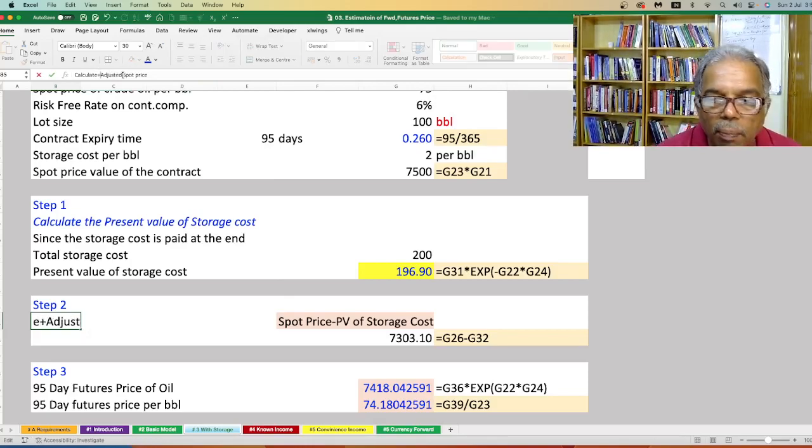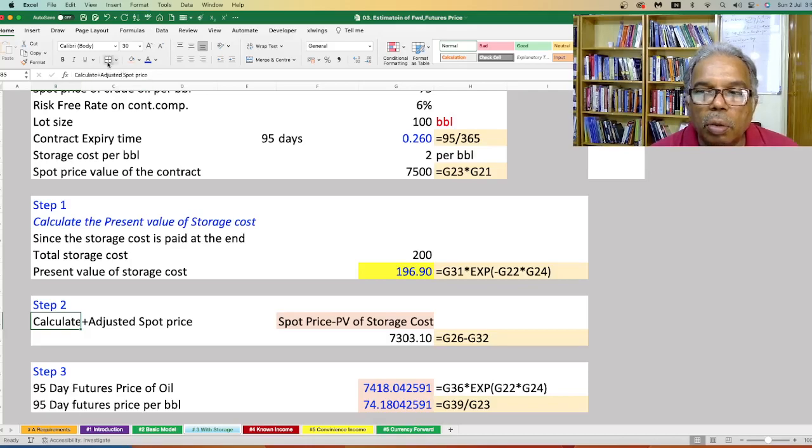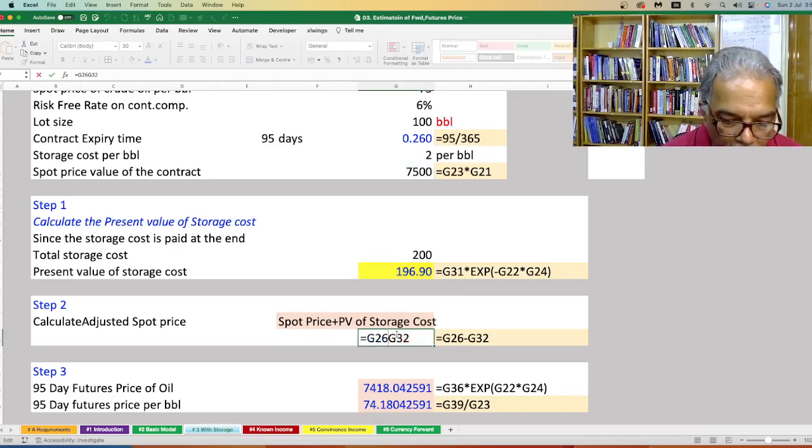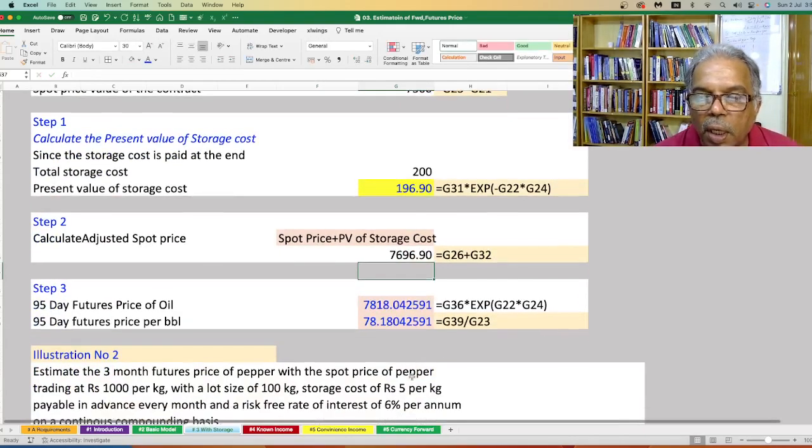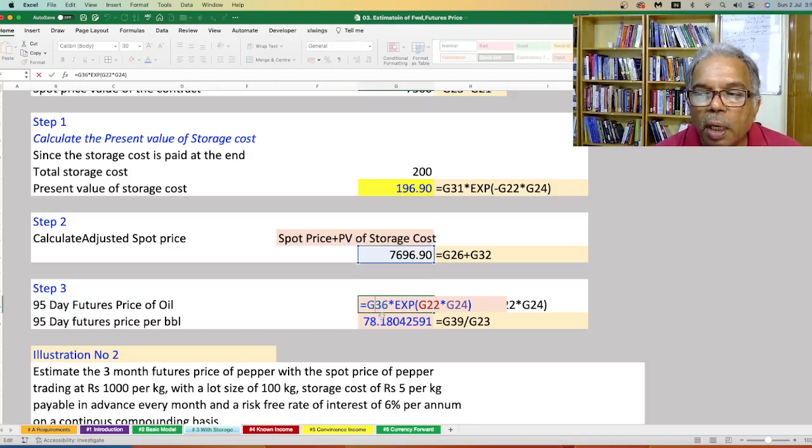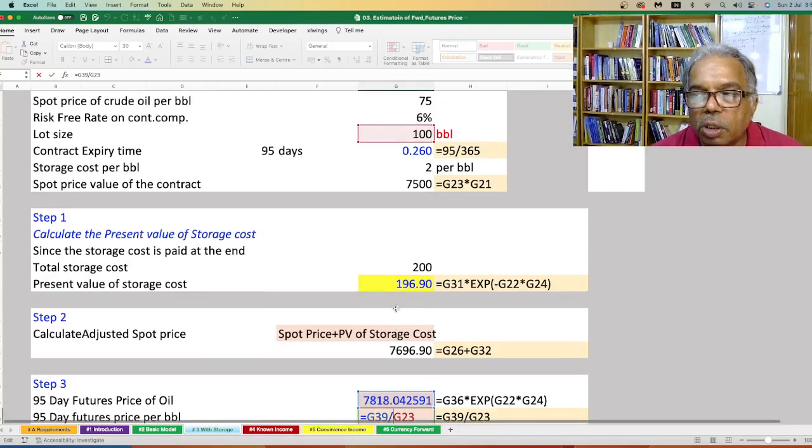Here we need to add the storage cost, and to calculate this adjusted spot price, calculate the spot price plus the present value of the storage cost. So that's very important. Here you simply add it: the cost has to be added and the income has to be subtracted. So the 95-day futures price is nothing but the adjusted spot price, which is the current spot price plus the present value of the storage cost, multiplied by exponential RT. For calculating the per barrel futures price, it is the futures price divided by the lot size, which is 100.